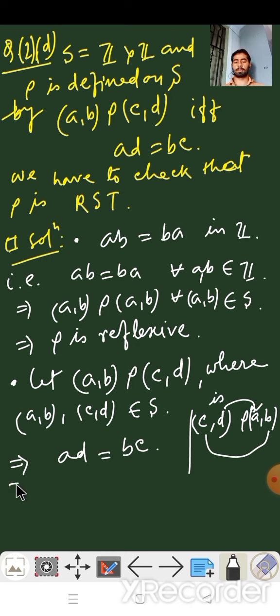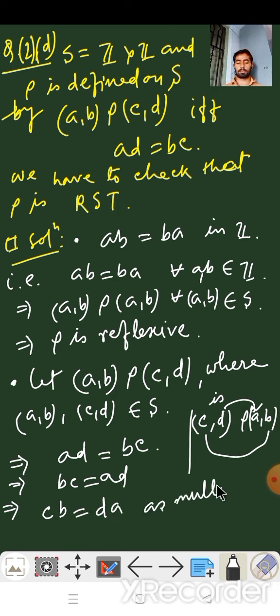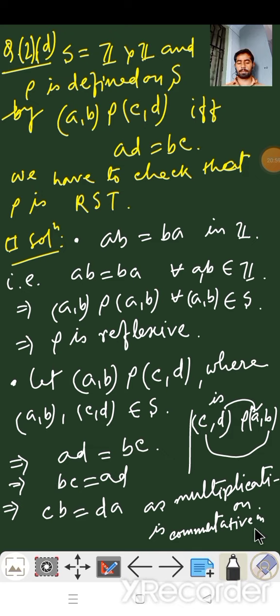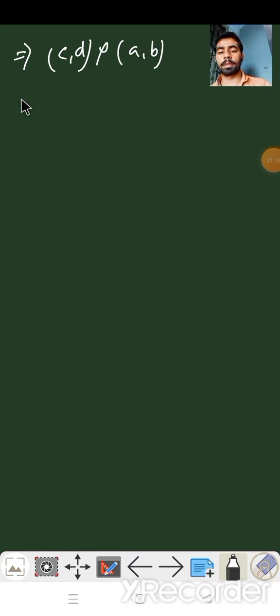CB is equal to DA, which implies that BC equals AD, and as multiplication is commutative in Z, therefore CB equals DA, as multiplication is commutative in Z, and which implies that the ordered pair CD is related to the ordered pair AB here, and therefore rho is symmetric.